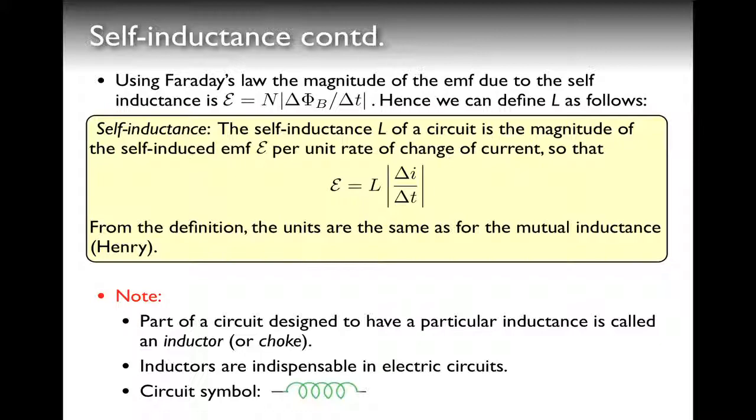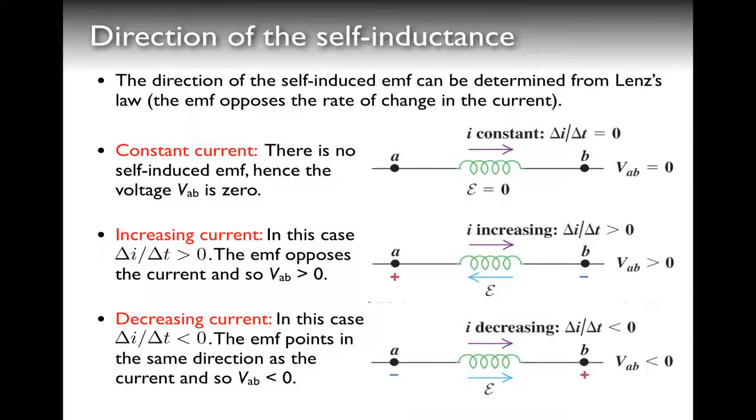Now, what is the direction of the self-induced EMF? The direction can be determined from Lenz's law. And again, as I just said, the EMF wants to oppose the rate of change in the current. So for example, in the first case, where we have a constant current, there is no self-induced EMF, therefore the voltage is 0. In the case of an increasing current, dI/dt is positive, meaning that the EMF opposes the current, and so the voltage between A and B will be positive. And when you have a decreasing current, in this case dI/dt is negative, and therefore the EMF points in the same direction as the current, so the voltage will be negative. So one way to see this is that, especially in the case where things are increasing, when you try to increase, the self-inductance is going to try to hinder you in doing this and, quote-unquote, slow you down.